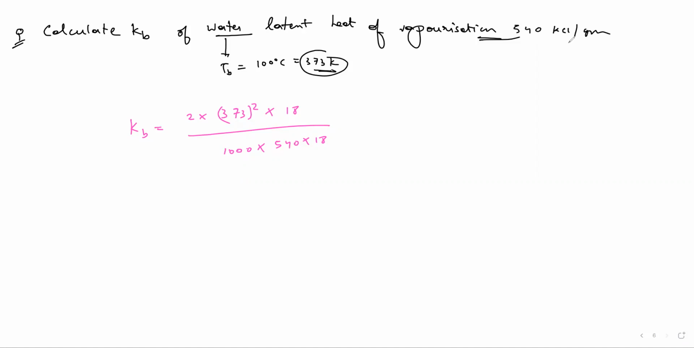Now per gram you have to convert it to calorie. Kilocalorie, just write down only calorie. Calorie per gram, you have to change this in this way. That's why we are using this formula.